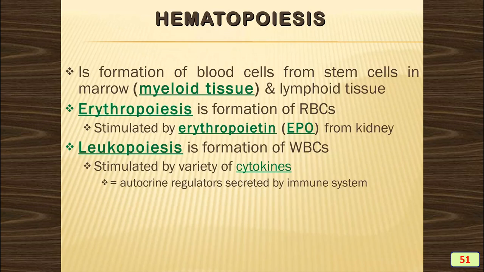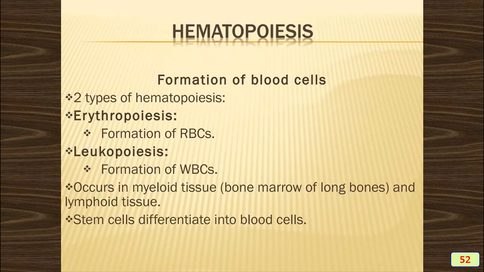Then hematopoiesis takes place in the myeloid cell. Erythropoiesis is the formation of more and more RBCs. Leukopoiesis is the formation of WBCs. Hematopoiesis is the formation of blood cells. It has two types, that is, erythropoiesis and leukopoiesis. Because more erythropoietic drugs are there, at the same time the security of all these persons will be maintained by the leukocytes.